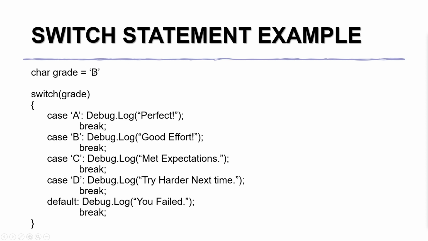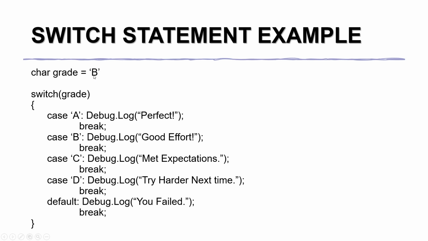So in this case, if we have a B, it's going to check this. Nope. It's going to hit here. Yes, it's true. This is correct. So we're going to print good effort. We're going to hit break and we're going to go out of the switch statement. If this was an A, we would hit the first one, print this, hit the break. This breaks us out of the switch statement.